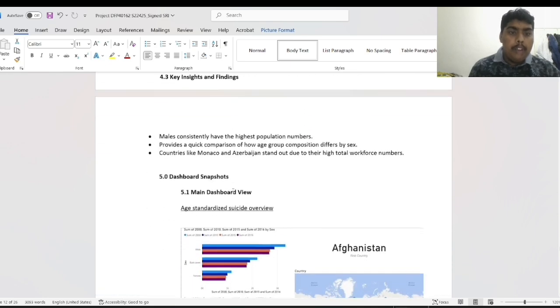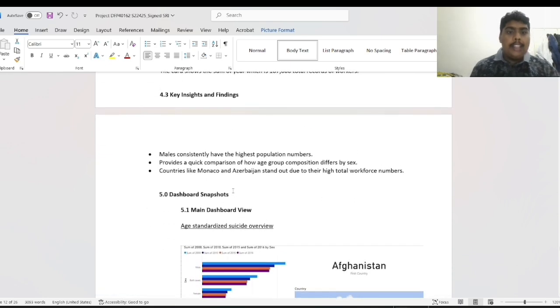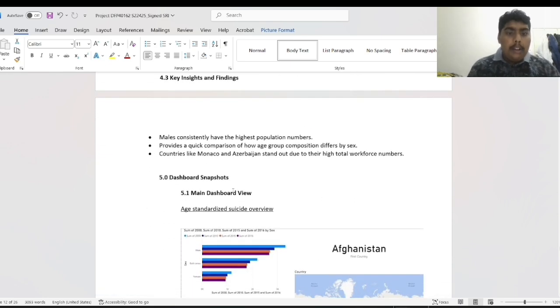So next, moving on with 4.3, key insights and findings. Males consistently have the highest population numbers. The charts provide a quick comparison of how age group composition differs by sex. Countries like Monaco and Azerbaijan stand out due to their high total workforce numbers.